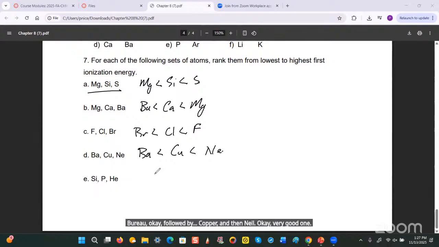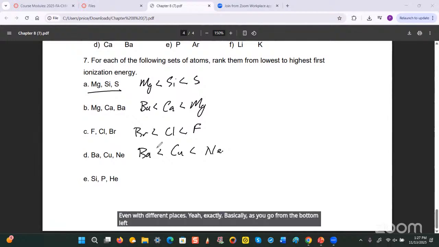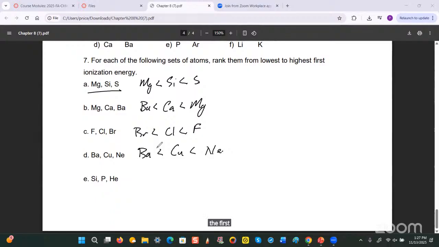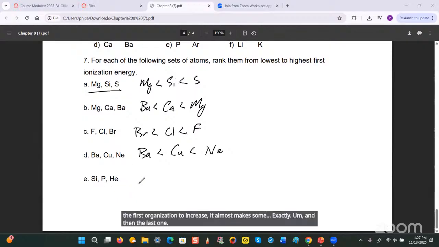Even with the different places. Exactly. Basically, as you go from the bottom left corner to the upper right corner, the first ionization energy will increase. And then the last one, silicon, phosphorus, and helium.